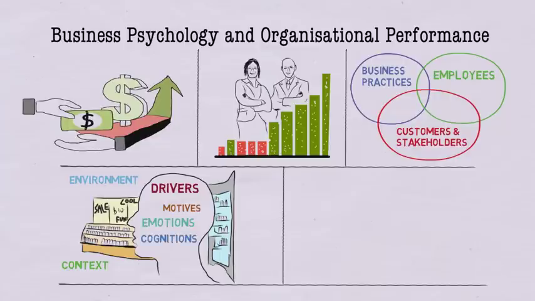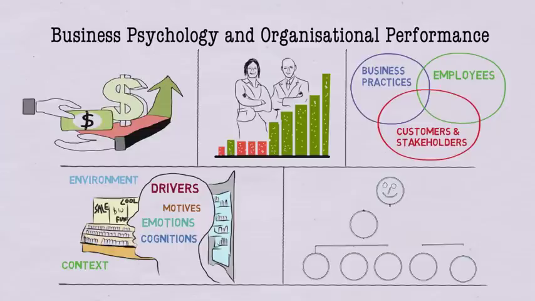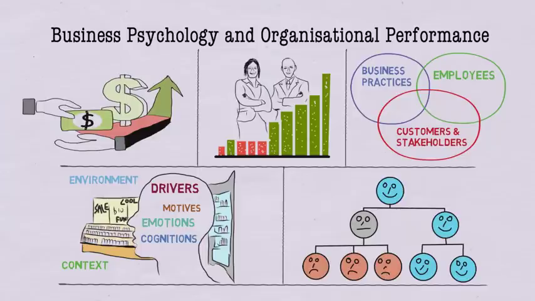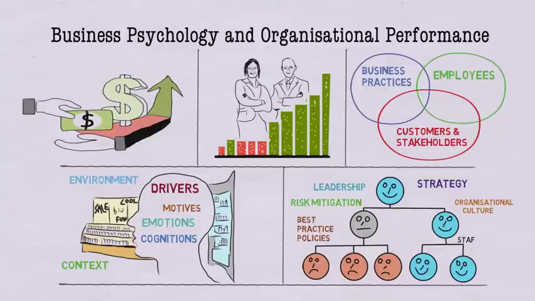The Business Psychology course will also review strategic and operational factors that increase the likelihood of organisational success. Topics that will be explored include leadership, strategic development, risk mitigation, organisational culture, the design and implementation of best practice policies, staff incentives, and the recruitment of talent. The third section of the course will look at the individual.